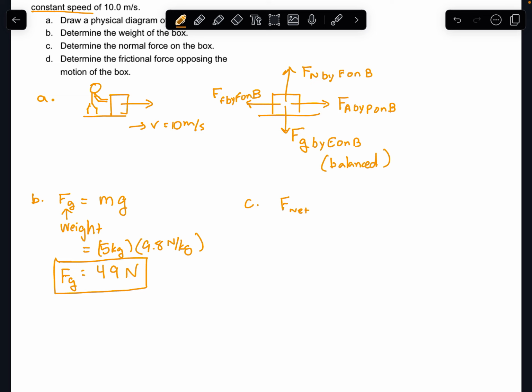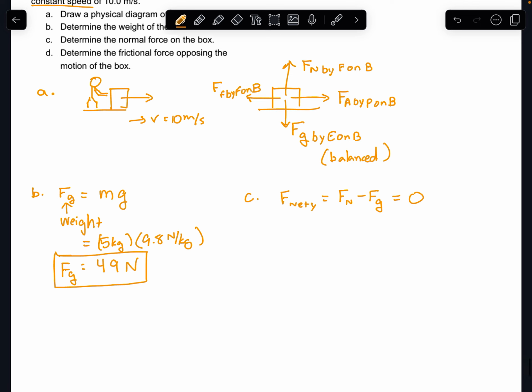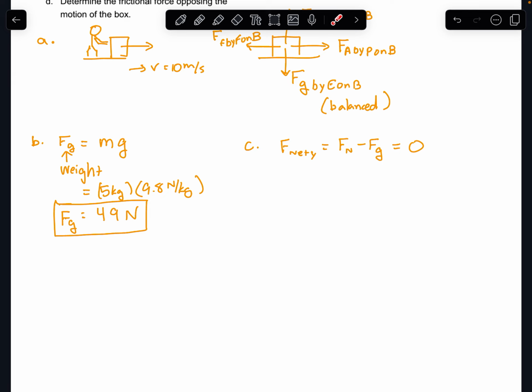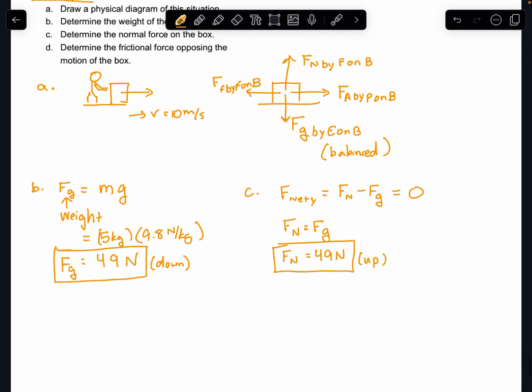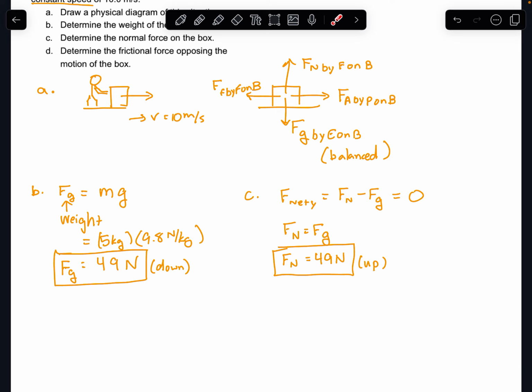F net in the y direction is equal to F normal minus Fg, and that F net equals 0, coming from the fact that the forces are balanced. That means Fn equals Fg, at least in magnitude or size. Earlier we said that Fg was 49 newtons. That means that the normal force needs to be 49 newtons. So this one is up and this one is down. And that's apparent when you look at the picture on the force diagram, up, down.